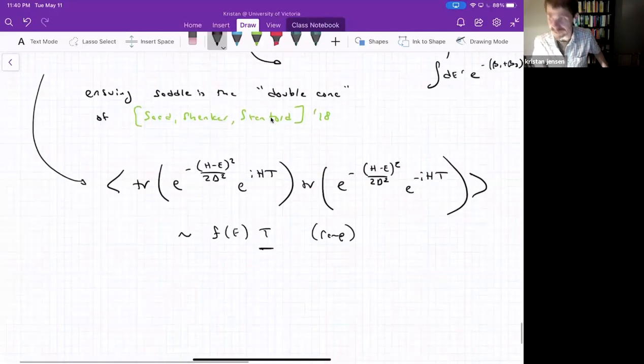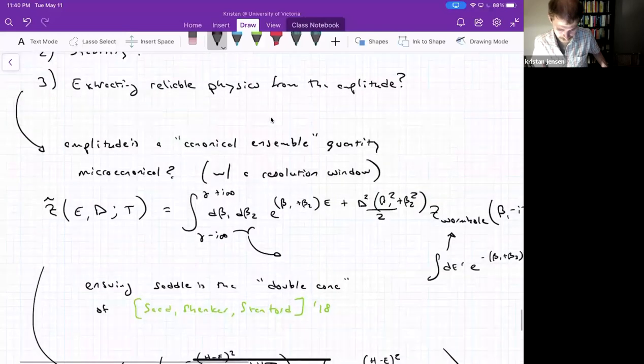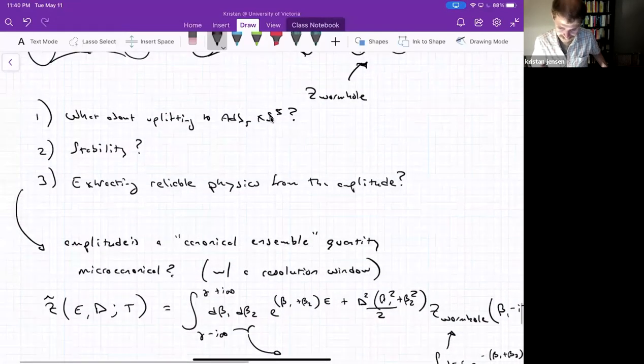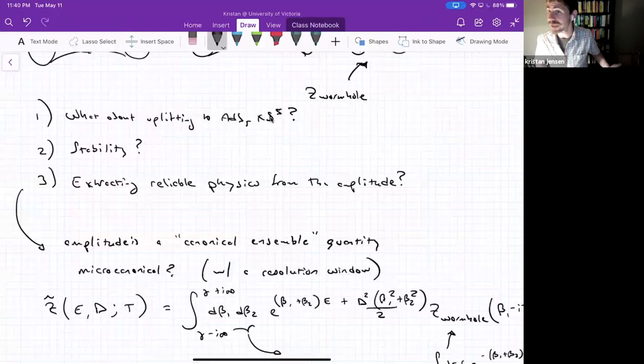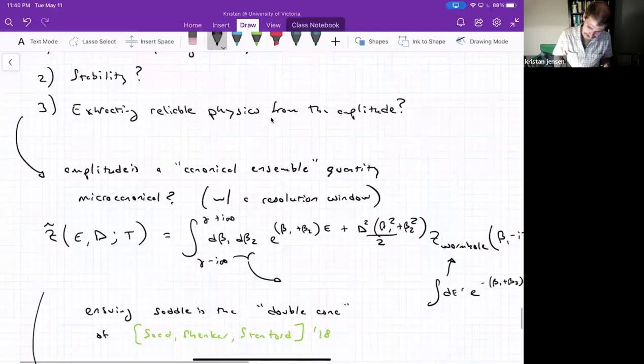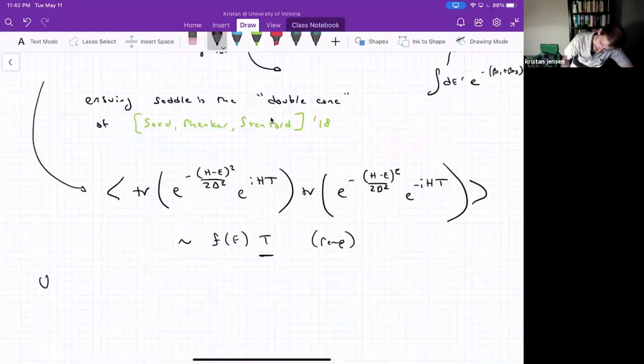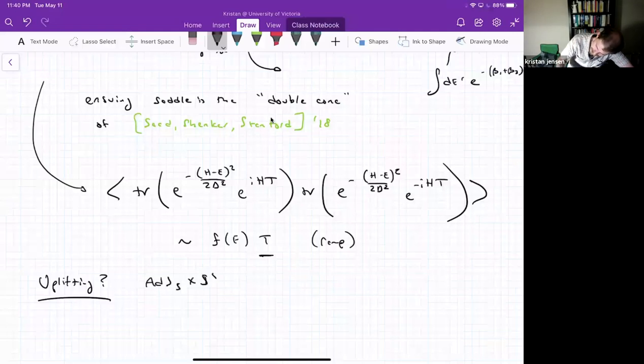Anyway, okay, so the other two comments, what about uplifting to AdS5 times S5, say, or other lamppost examples of AdS CFT? We can do that too. Let me comment on that briefly. So how does that work? Well, let's talk about AdS5 times S5 for concreteness.